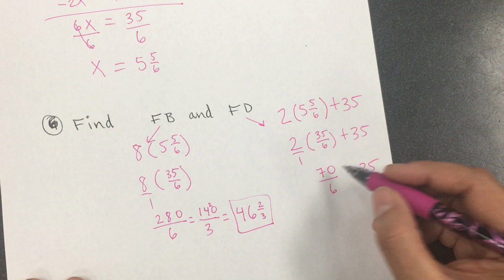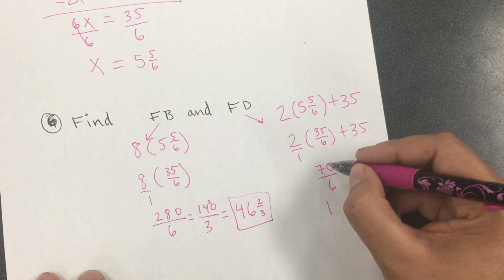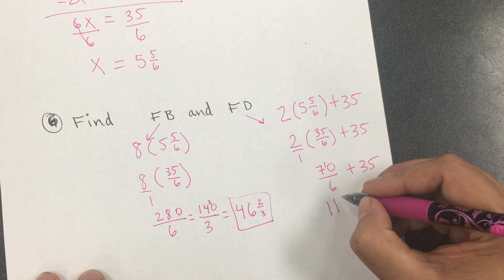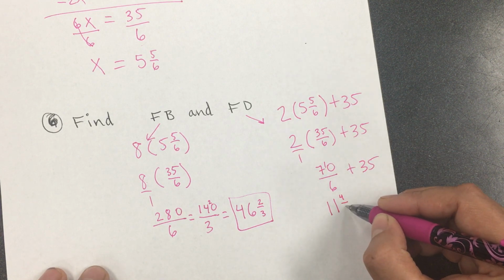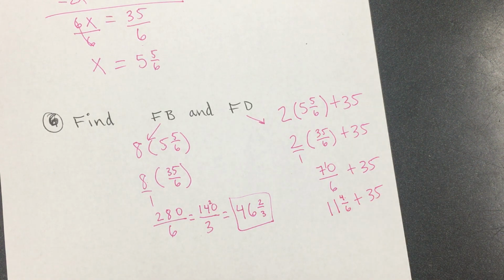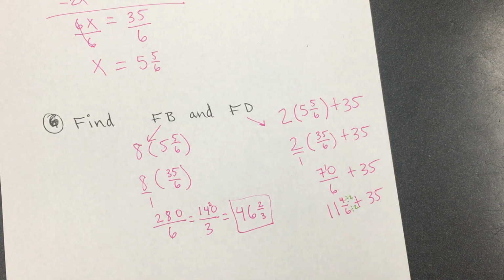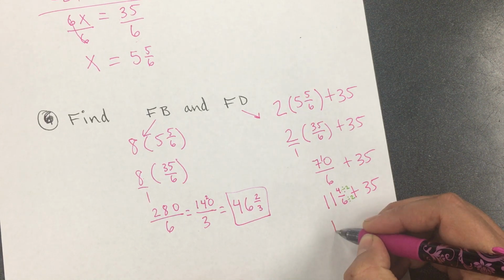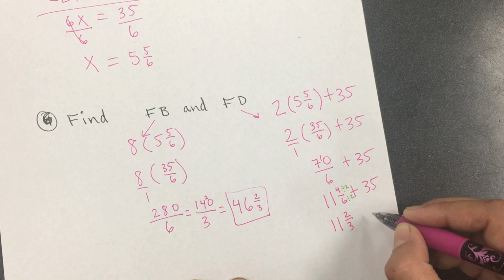So how many times does the 6 go into 70? Well, 6 going into 7 once and you have 1 left. 6 going into 10 once and you have 4 left. So 11 and 4 over 6 plus 35. These can be simplified because both are divisible by 2. Notice how you're practicing your fractions right now. So this is good. Okay, so it's 11. 4 divided by 2 is 2. 6 divided by 2 is 3.